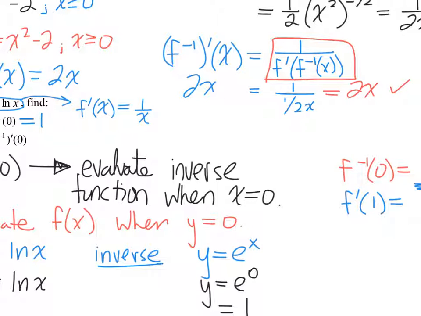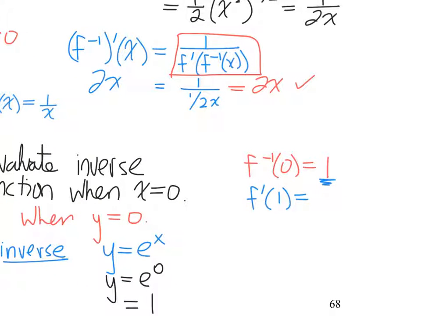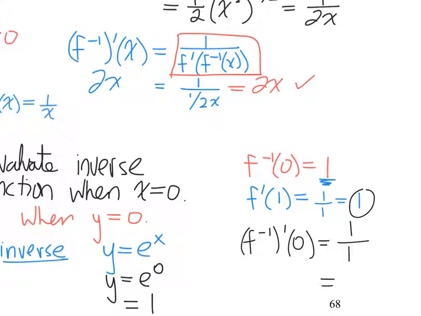So the derivative of my function f of x is 1 over x, because that is the rule for natural logs. And so I want the derivative at the x value of 1. So 1 over 1 is 1. And so at long last, if I'm looking for the derivative of my inverse at 0, I have everything I need. 1 on the top, this guy on the bottom, so the result would be equal to 1.